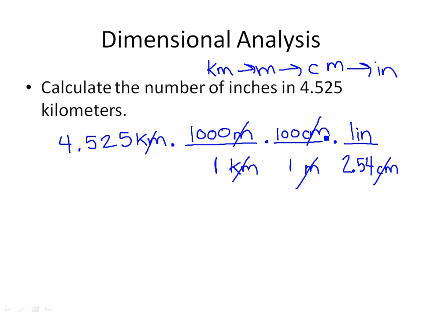Our centimeters cancel. And if we multiply everything on the top, divide it by everything multiplied on the bottom, we would have 4.25 times 1,000 times 100 divided by 1 times 2.54. And we should get something like this as our answer. And since this is a large number, we put it into scientific notation.